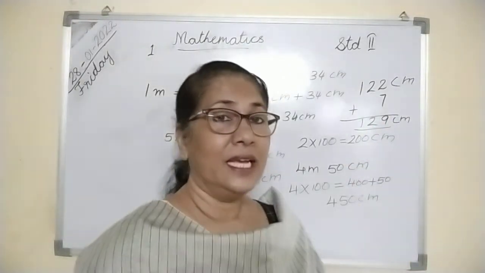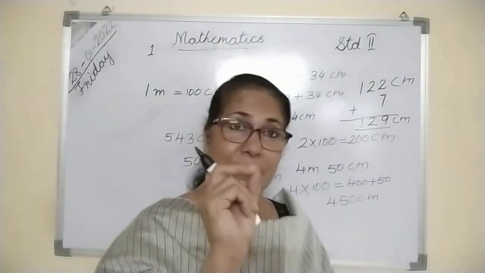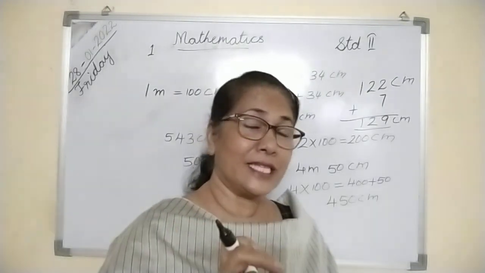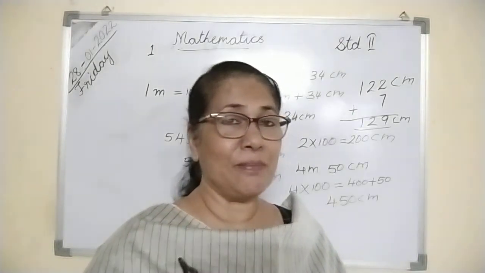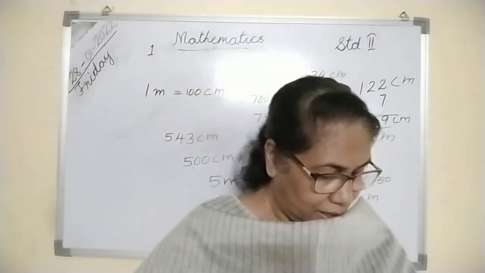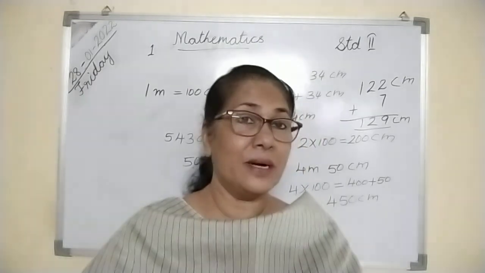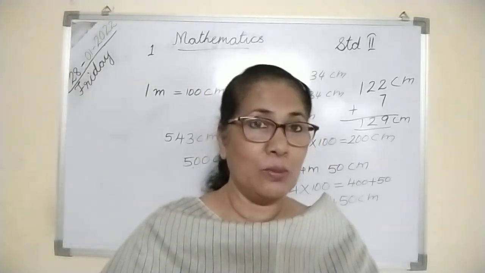You should not forget to write if it is meters or centimeters. You should write that. If it is meters, you should write small letter m. And if it is centimeters, you should write small letters cm. So keep this in mind. Okay. So do the sums which are on page number 58. This is your home task.